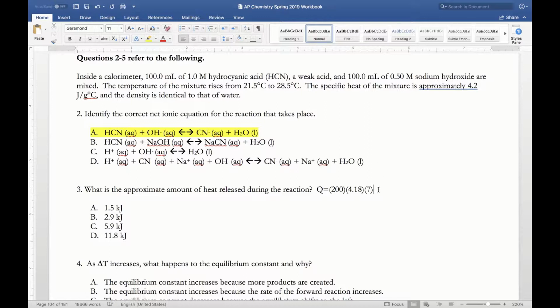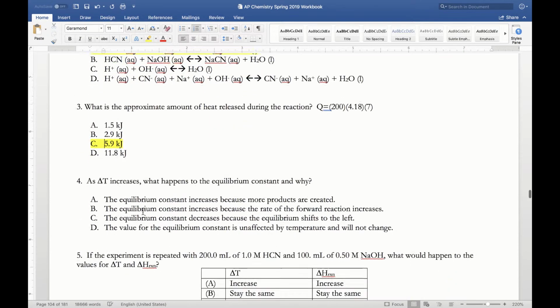Keep in mind, if you were not allowed to have a calculator for this, I would recommend making this 4, so it would be 2 times 4, which is 8, so 800 times 7 will be about 5,600. So this would be my answer because, remember, whenever you're calculating using Q equals MC delta T, your Q is in joules. So I'm going to divide by 1,000 and that would give me kilojoules.